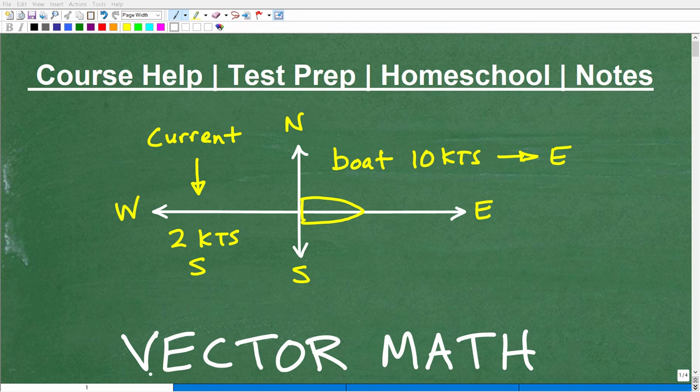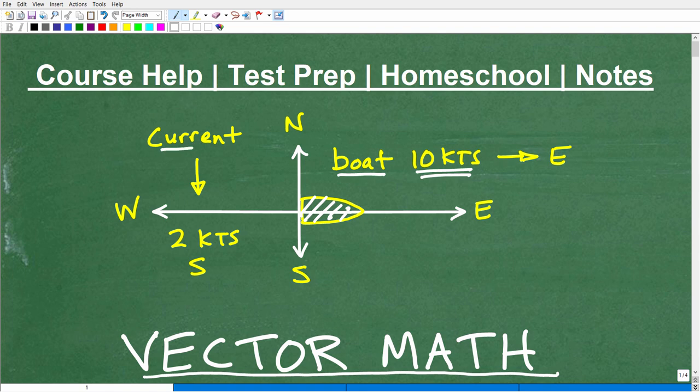Okay, let's do some vector math here to solve this problem. And let me explain what the problem is, because it may not be that clear to you. Basically, what we have here is a boat and it's traveling 10 knots due east. So here's our little boat and it's going 10 knots in this direction, east.